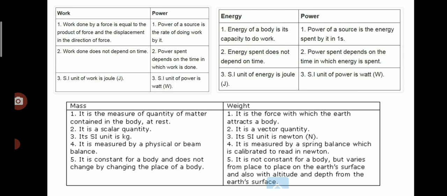Mass is measured by a physical or beam balance, while weight is measured by a spring balance which is calibrated to read in Newton. Mass is constant for a body and does not change by changing the place of the body, while weight is not constant for a body but varies from place to place on the Earth's surface, and also with altitude and depth from the Earth's surface. So these are the points of differentiation between mass and weight.